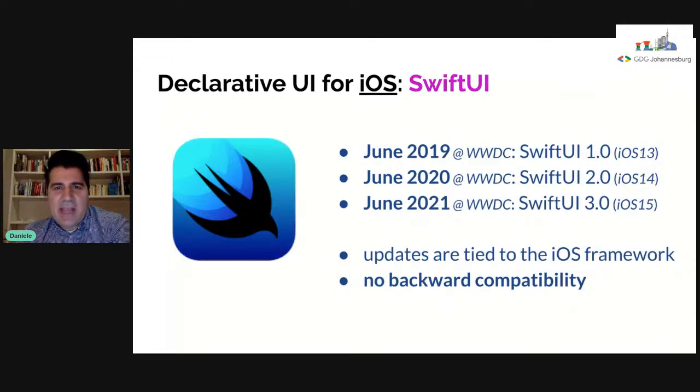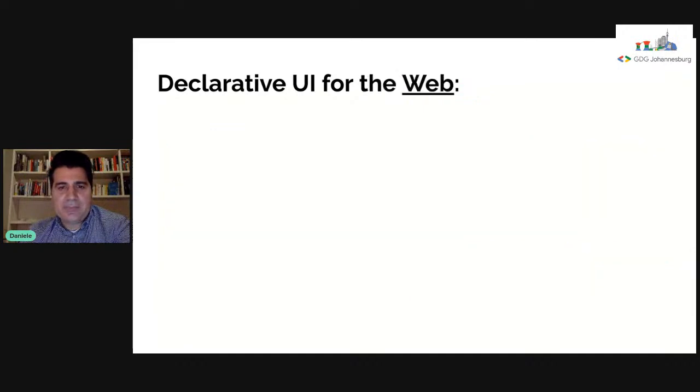And this is not the same in iOS with SwiftUI, because SwiftUI is actually tied to the iOS framework. So this means that if you want to use the latest SwiftUI version, your iOS app needs to target the latest iOS framework version. So there's no backward compatibility.